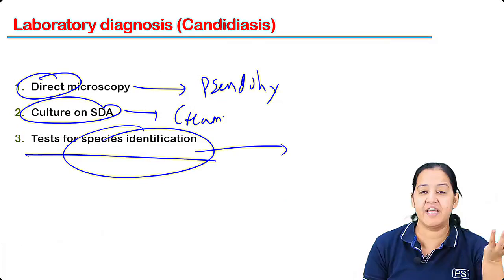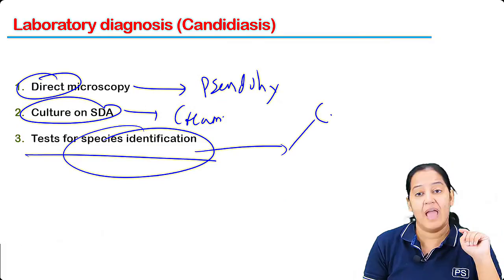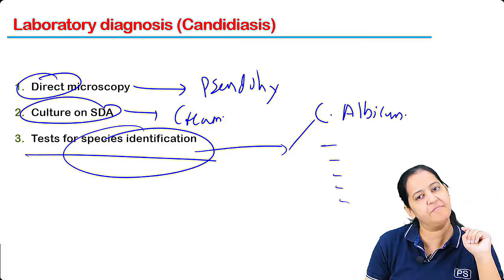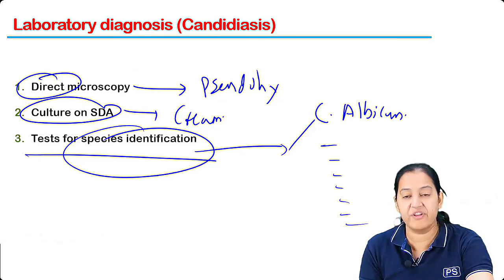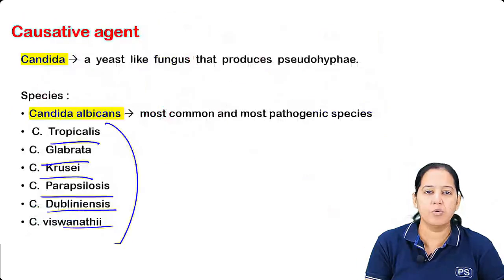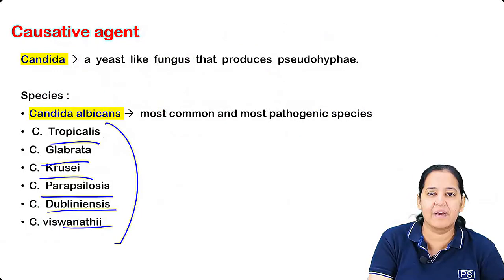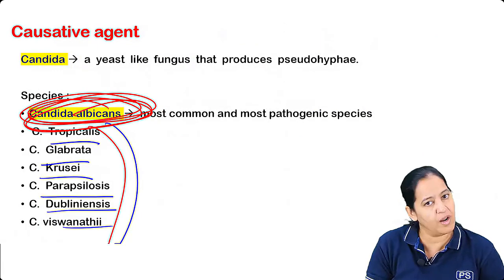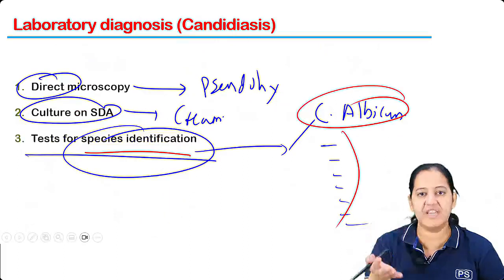It means there are many types of Candida. Candida albicans is the most common. Apart from that, we have many other Candida. So how should I differentiate Candida albicans from others? This is species identification. The most important Candida is Candida albicans. Rest all are less important. So I want to differentiate albicans from others.